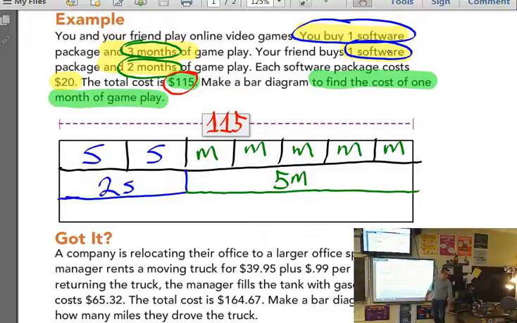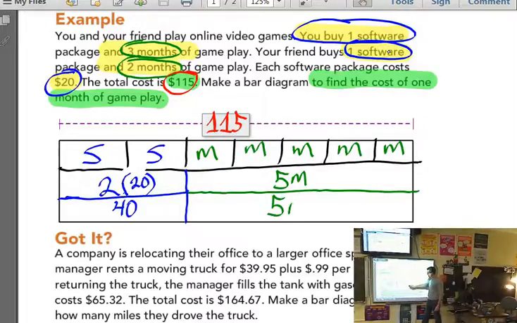Now I can actually substitute now. Since you know what the value of s is, can't you substitute that for s? Since we know the value of s, where we see s, we can actually sub this out for a 20. So really the 2 times the 20 gives me $40 for the software and then 5 months. And then you can subtract 40 from your total cost.